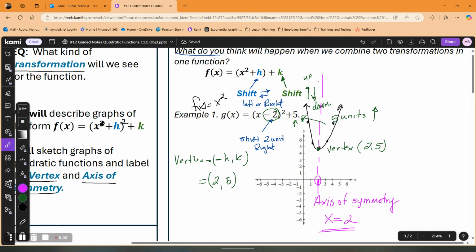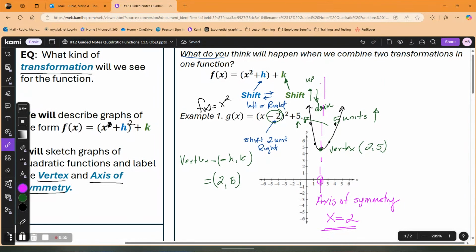Okay. So I want you guys to use these concepts, shifting left or right. Remember, left, right is opposite. So if the sign is negative, you go to the right. Positive, you go to the left. And if this number is positive, you go up. And if it's negative, you go down from 0, 0. Okay, remember, our reference is always 0, 0.